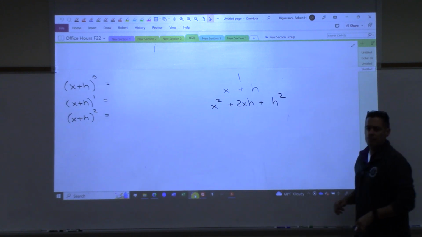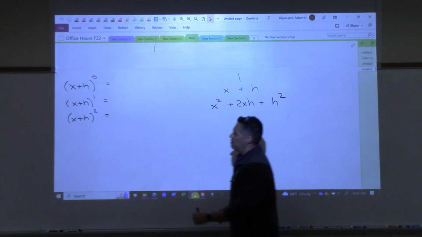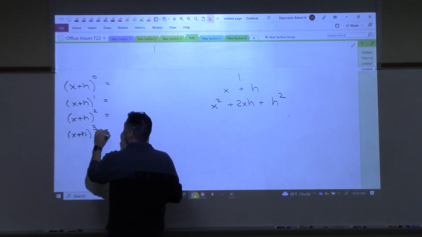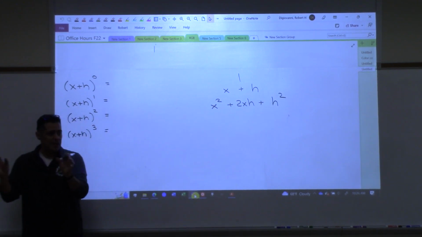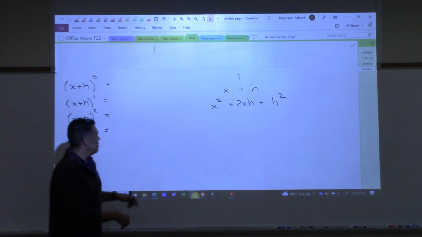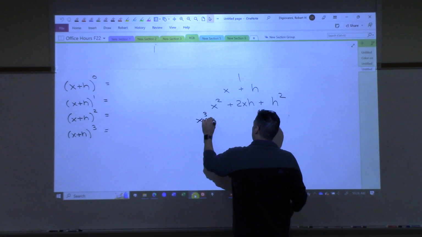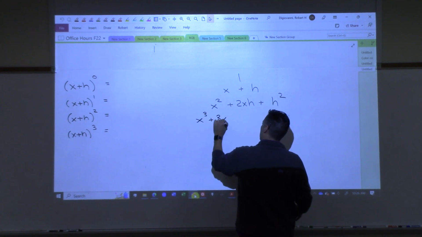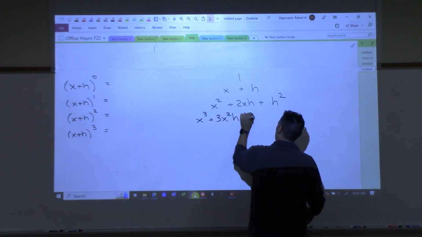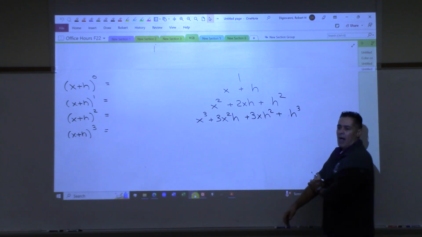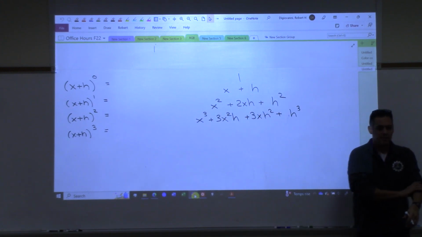And then what if we did x plus h to the 3rd power? Well, we just did that for a plus h, didn't we? And we came up with this formula, so you can look in your notes if you wrote it down. It's x cubed instead of a cubed, 3x squared h plus 3xh squared plus h cubed. That's what we got, but with x's instead of a's.